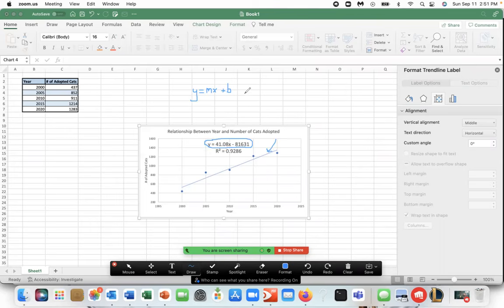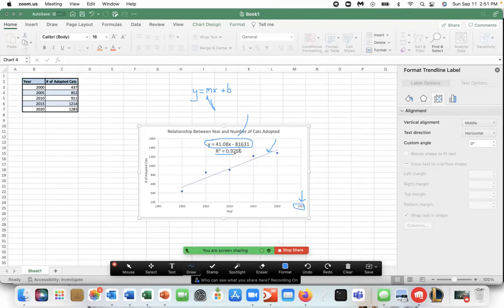Now this equation, this general form here or the specific form here, allows us to estimate numbers outside of this range. So if I wondered how many cats would be predicted to be adopted in the year 2025, I could use this equation, y equals 41.08x minus 81,631, to predict those numbers of cats that would be adopted. And that is the purpose of our equation.